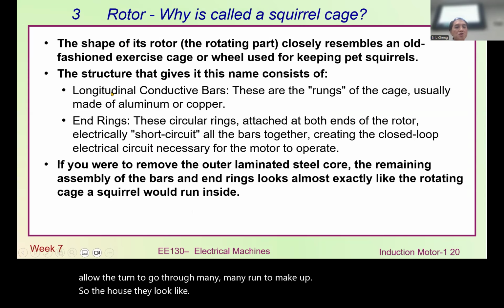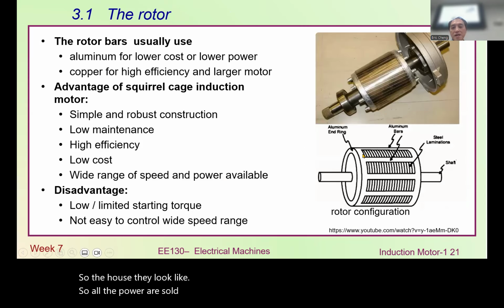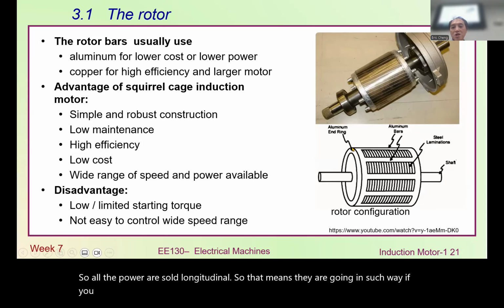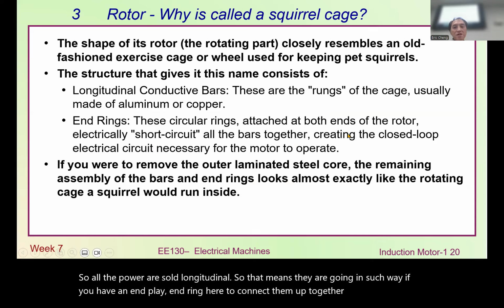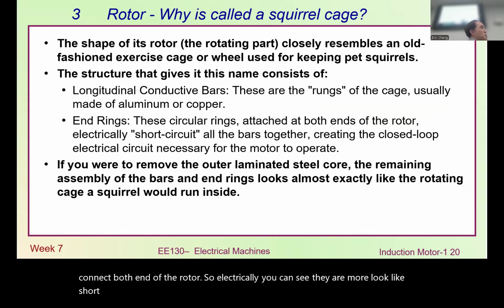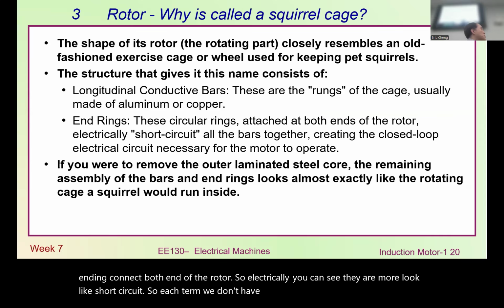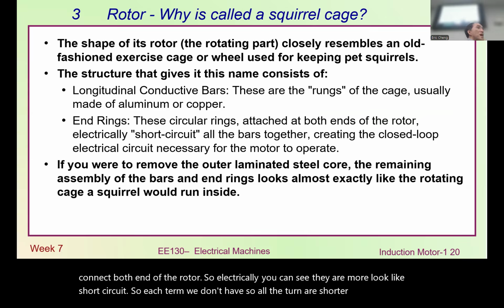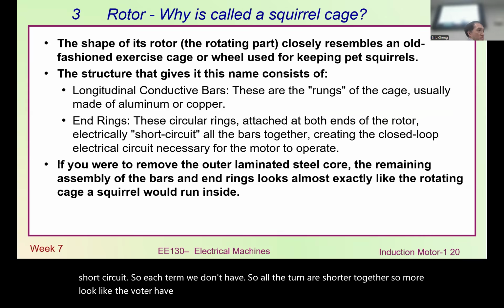So all the bars are so-called longitudinal, which means they are going in such a way. We have an end plate, an end ring here, to connect them together. So the end rings connect both ends of the rotor. Electrically, you can see they look more like a short circuit. All the turns are shorted together, so it looks more like the rotor always has one turn. So that's how they look.